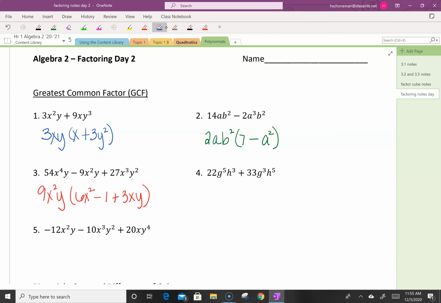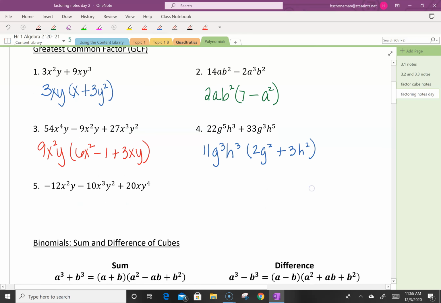Number 4, the greatest number that I can divide out of both of those is 11. The most g's I can take out is 3, and the most h's I can take out is 3. 22 divided by 11 is 2. 5 take away 3 is 2 g's, and the h's cancel. Plus 33 divided by 11 is 3. The g's cancel, and there's 2 h's left. Done.